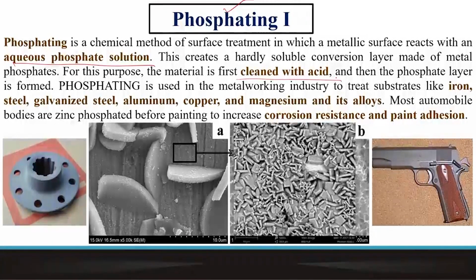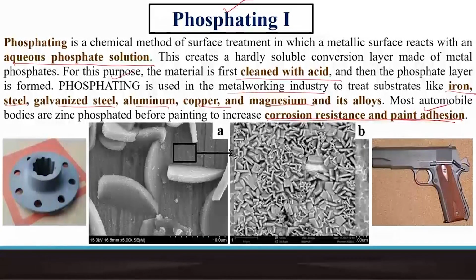For that one also needs a certain amount of acid treatment, because the acid will dissolve the other compounds present on the surface. Phosphating is a typical metalworking process adopted in the metalworking industry to treat substrates like iron, steel, galvanized steel. In fact, it's also used prior to galvanizing routinely, and on aluminum, copper, magnesium, and various other alloys. The principal objective is to improve the corrosion resistance and paint adhesion.